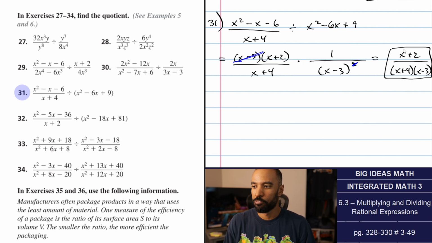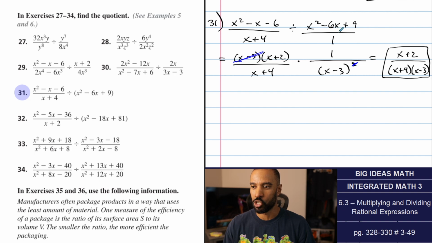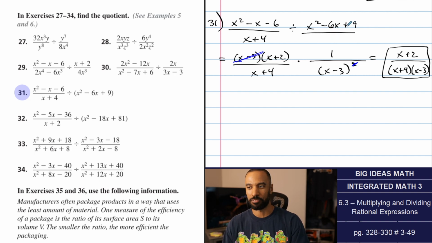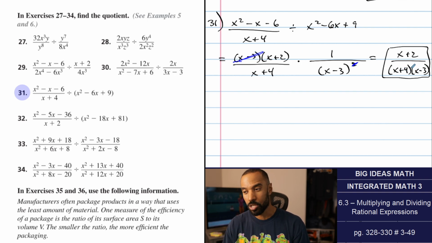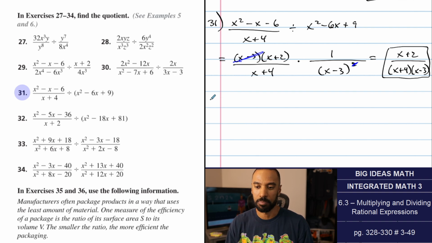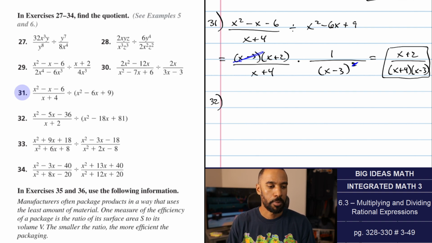Now, what was before a 1 on bottom flipped over? 1 has nothing to do with our restrictions, so there's nothing I really have to talk about there. Doesn't look like anything cancels in such a way that's not still in a denominator here. So, no restrictions to mention. That's it. Number 32.